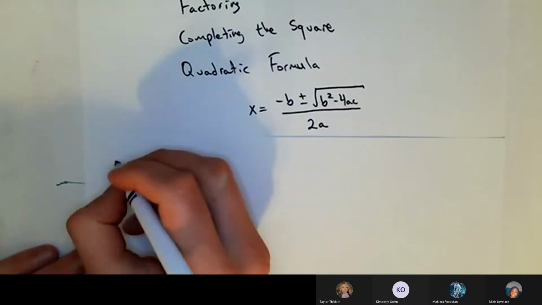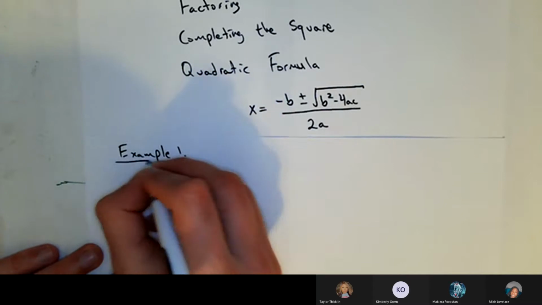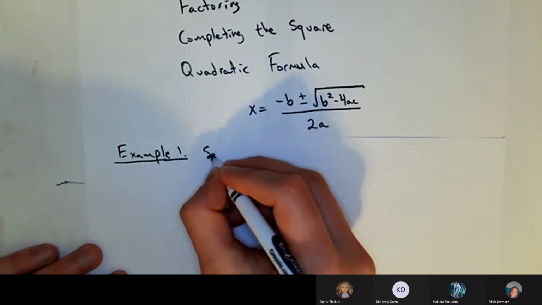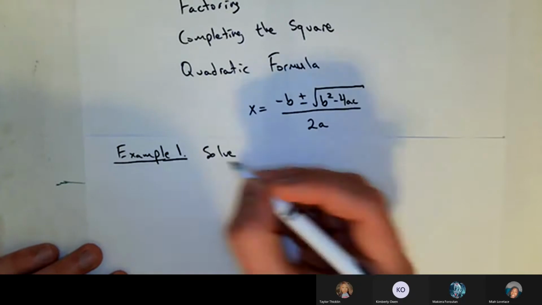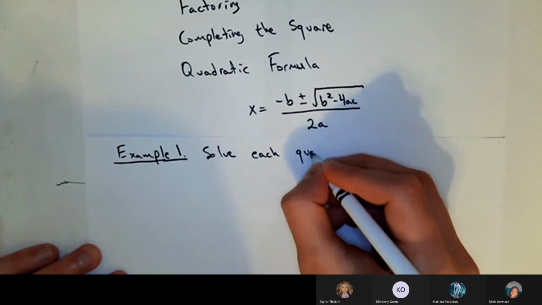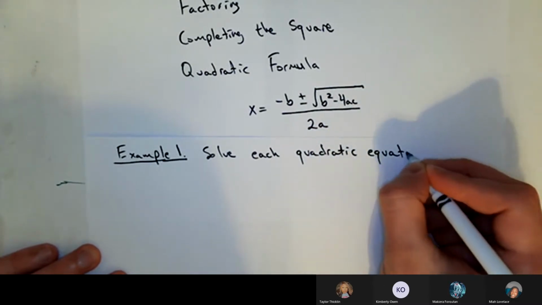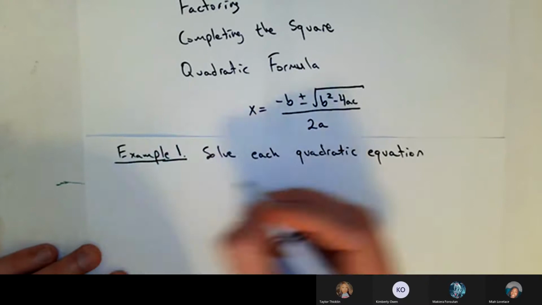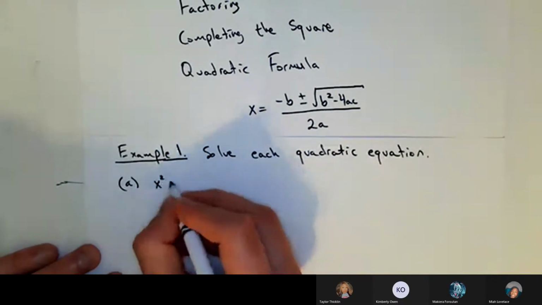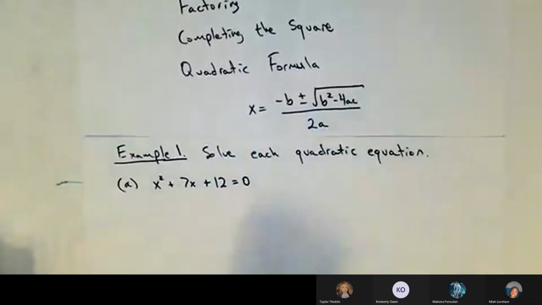So let's say example 1. Example 1, let's say solve each quadratic equation. So part A, let's say x squared plus 7x plus 12 is equal to 0.